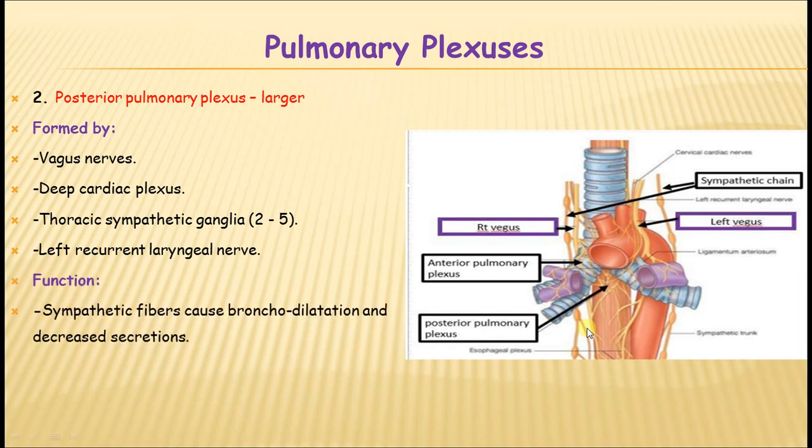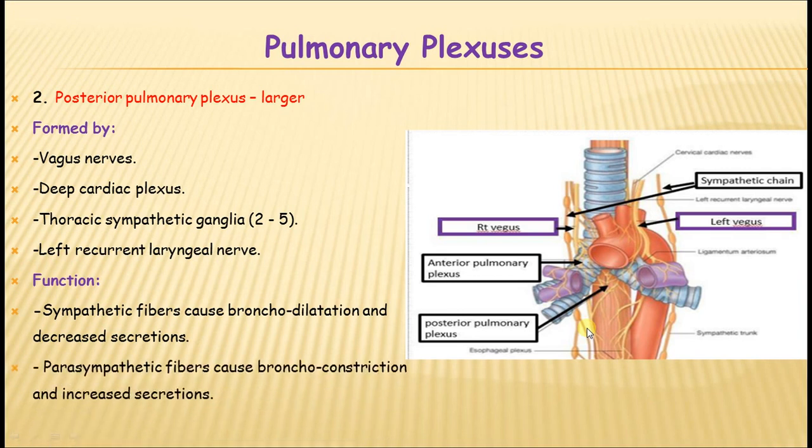So the sympathetic fibers are bronchodilators, whereas the parasympathetic are bronchoconstrictors and increase the secretion because they are secretomotor. Any parasympathetic, they increase the secretions. Okay.